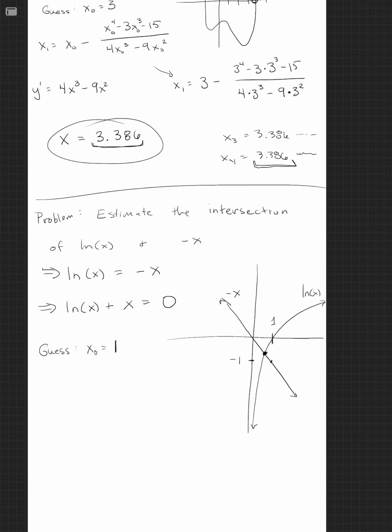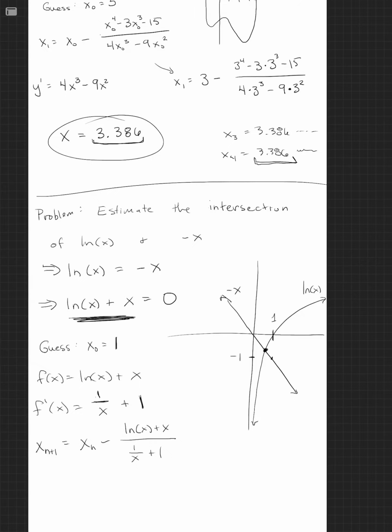Excuse me, the other thing we need is this is going to be our f of x, right? So f of x is equal to ln of x plus x. So we need to find the derivative of f of x. And remember from our rules, that's 1 over x. This is just a linear function, so we just get the slope. So our thing is going to be that xn plus 1 equals xn minus ln of x plus x over 1 over x plus 1.